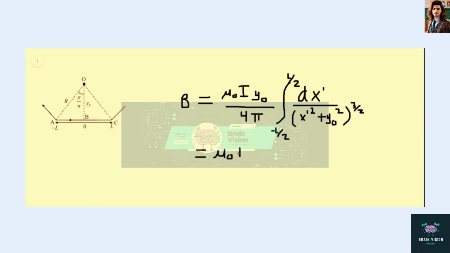So we still have our constants out front. We have mu naught times I times y naught divided by 4 pi. And then the integration table gives us the value 2 times L, because remember we plug in minus L over 2 and L over 2, divided by y naught squared times the square root of L squared plus y naught squared.